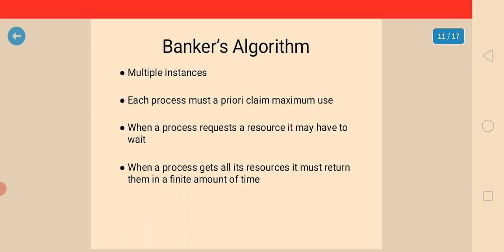So what is Banker's algorithm? Banker's algorithm handles multiple instances, and each process must make a prior claim of maximum use. When a process requests a resource, it may have to wait. When a process gets its resources, it must return them in a finite amount of time.